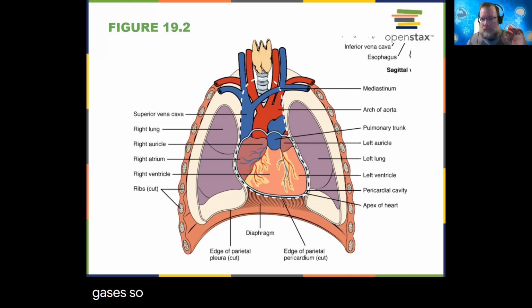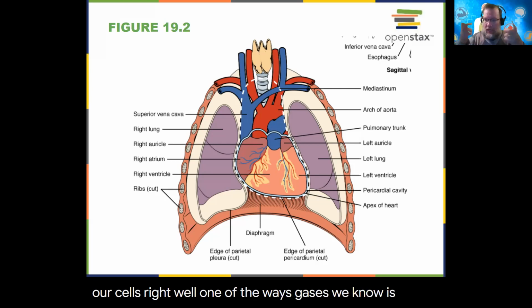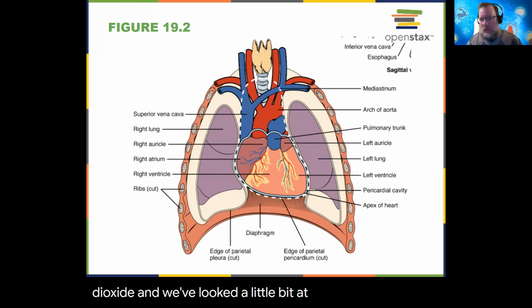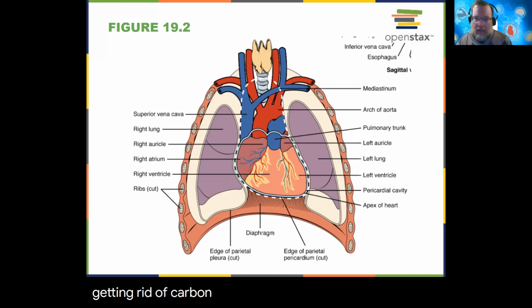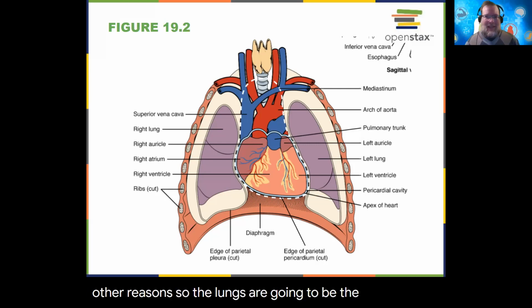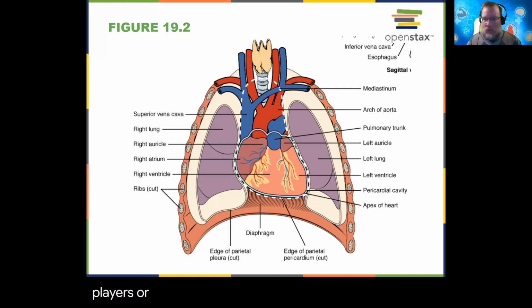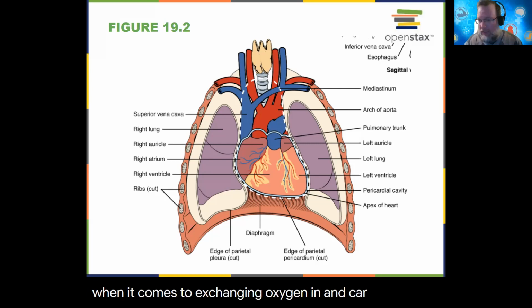So the idea is we need oxygen to travel throughout the body and get to our cells, primarily the mitochondria of our cells, right? Well, one of the waste gases we know is carbon dioxide, and we've looked a little bit at pH and a little bit at blood last time we were together, and the importance of getting rid of carbon dioxide, for pH reasons and a variety of other reasons. So the lungs are going to be the key players when it comes to gas exchange, exchanging oxygen in and carbon dioxide out.